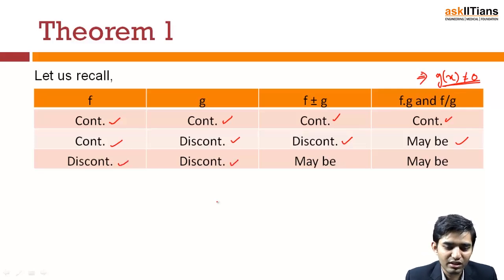If both the functions are discontinuous, f is also discontinuous, g is also discontinuous, then the results may be continuous, maybe discontinuous, right? Then nothing can be said about anything. Okay, so understood this first theorem.